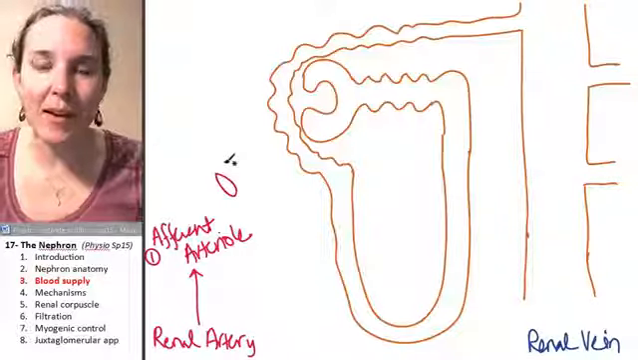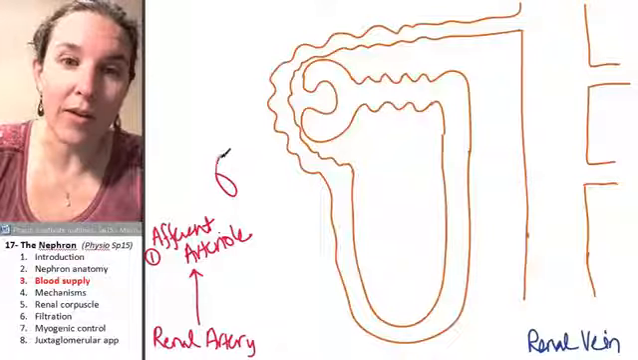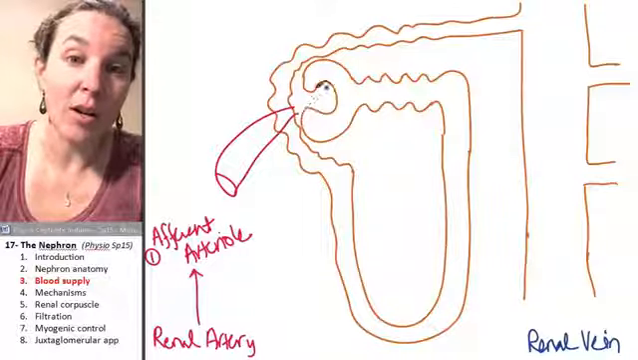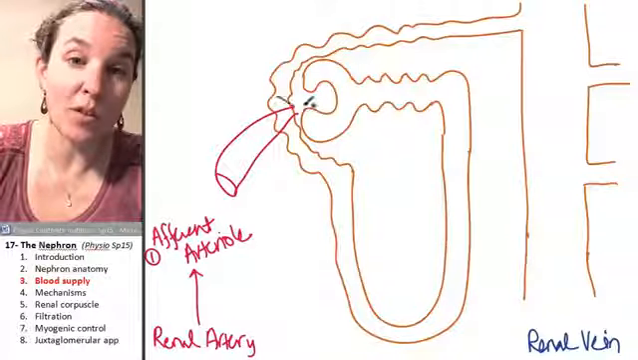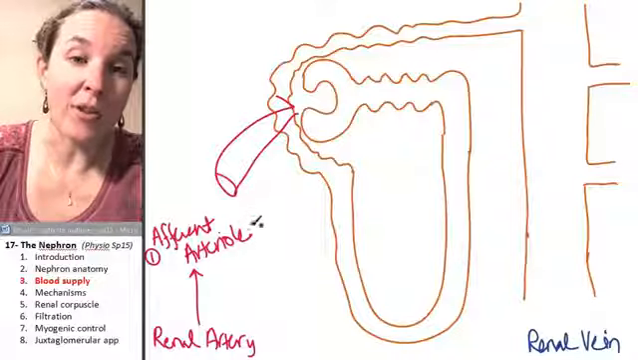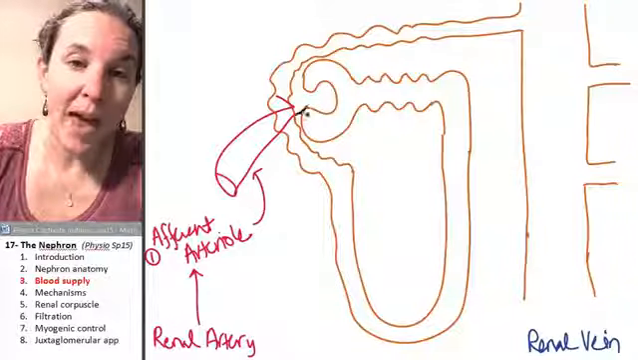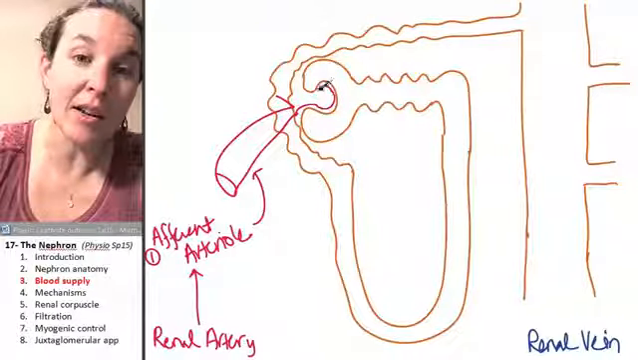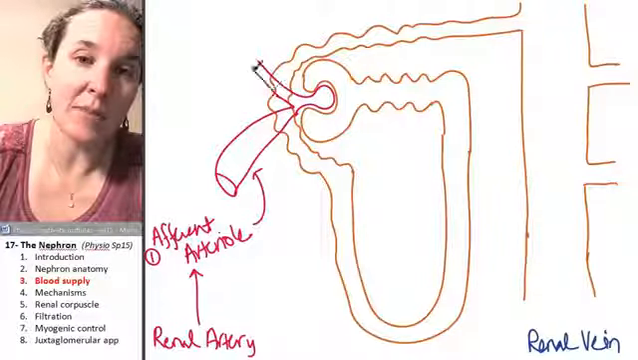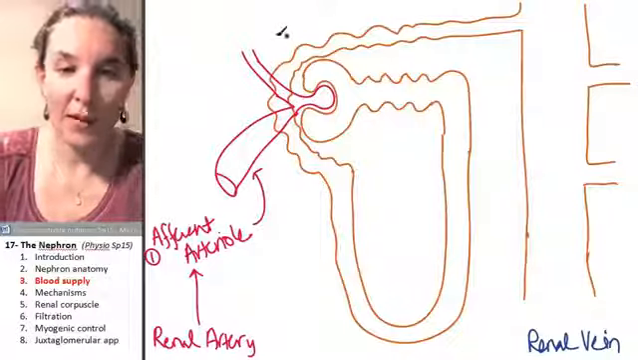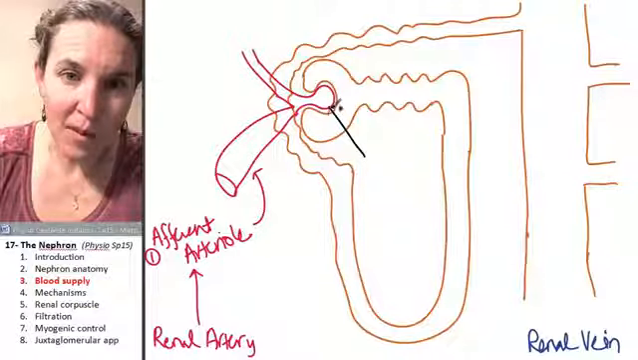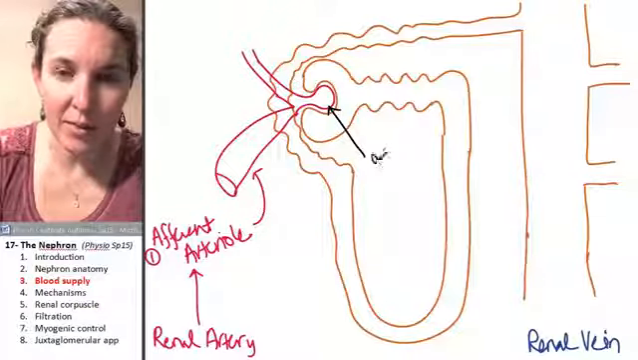Afferent, what does it make you think? Going toward something. And in fact, we're going toward the structure that I'm going to draw next, which is called the glomerulus. So the afferent arteriole is this thing right here, and the afferent arteriole feeds into a knot of capillaries called the glomerulus. Do you see what I just did here? This, I'm going to label it in black. That right there is my glomerulus.